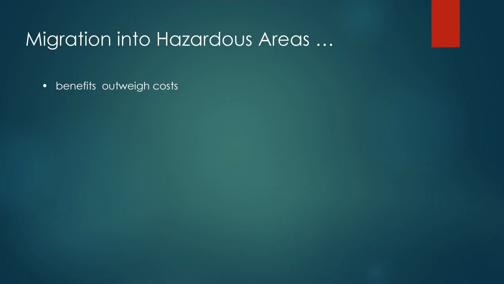So why did people move into hazardous areas? I think basically for three reasons. First of all, because they somehow benefited from living there. Secondly, because they didn't know they were living in a hazardous area. And thirdly, because they didn't have a choice, because they were pushed into risk, so to speak. The first case is, I think, pretty obvious.